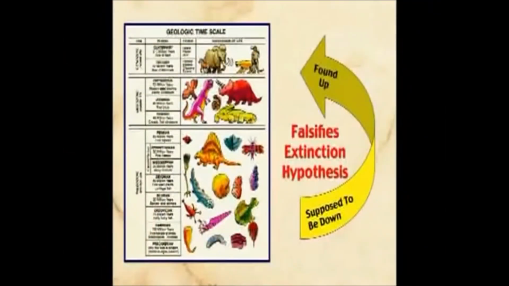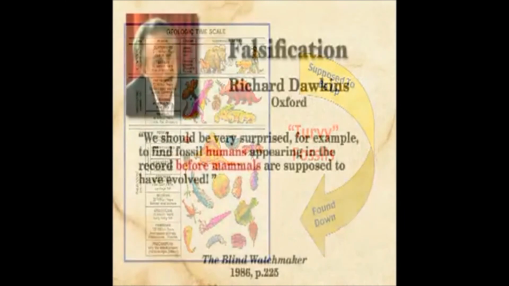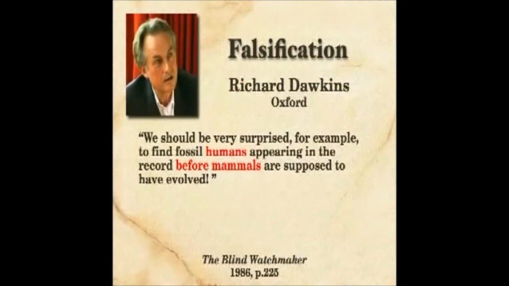It does falsify the idea that because you don't find it above a certain point, it's extinct. And you have literally hundreds of examples of that. But the thing that really is a test in the mind of the evolutionist is the other kind of contradiction. What's supposed to be up found down, or what we'll call the turvy fossils. Because if the mammals had not got there yet, and you find them down here at the bottom, then obviously you got a real challenge. Richard Dawkins describes the implications.